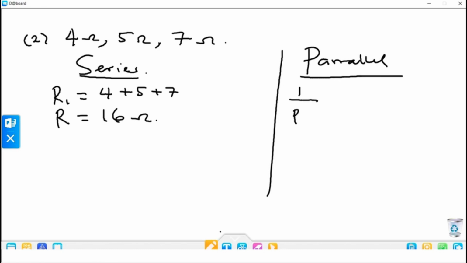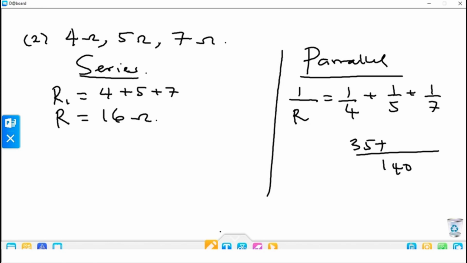1 over R equals 1 over 4 plus 1 over 5 plus 1 over 7. Take the LCM, which is 140. 140 divided by 4 is 35. 35 times 1 is 35. Plus 140 divided by 5 gives us 28. 28 times 1 is 28. 140 into 7 will give us 20. 20 times 1 will give us 20. So our 1 over R now equals 35 plus 28 plus 20, which gives us 83 over 140.